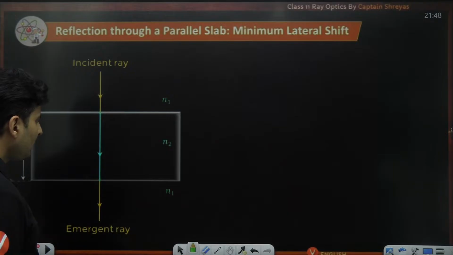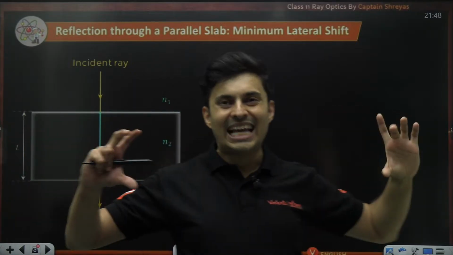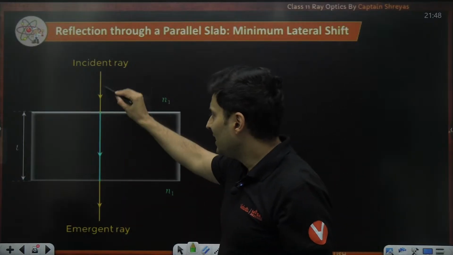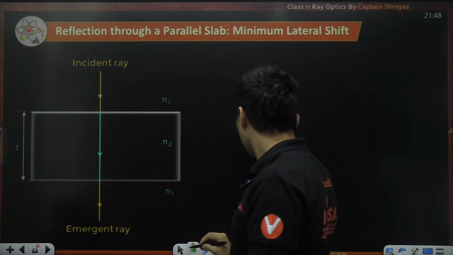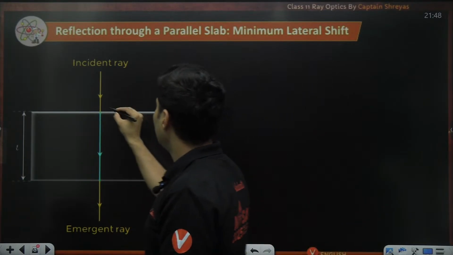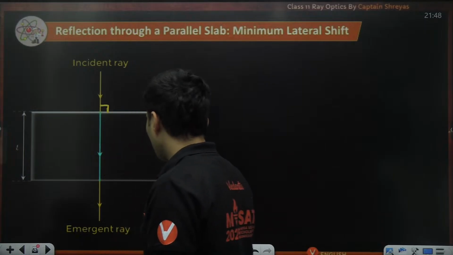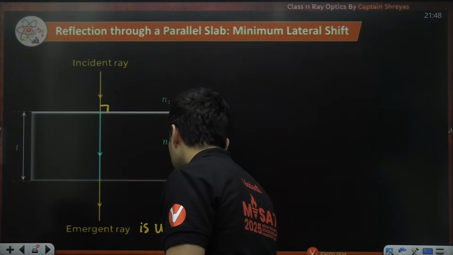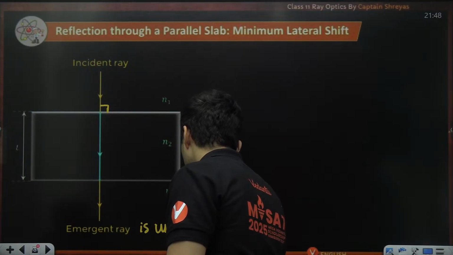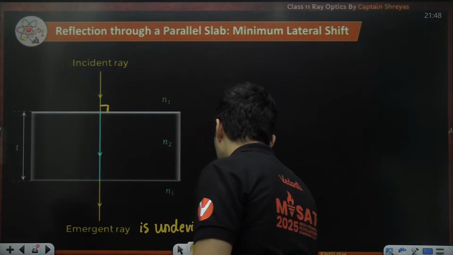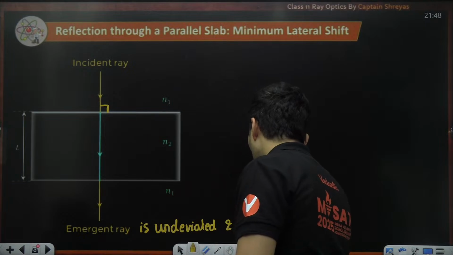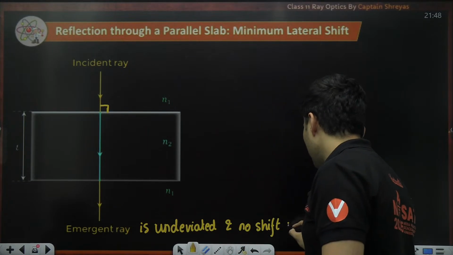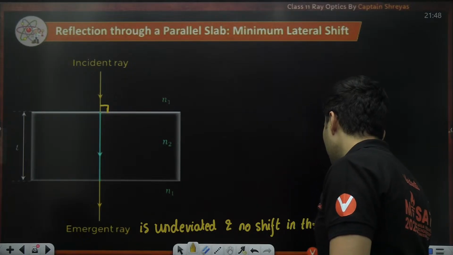Okay. First of all, if you have a glass slab and the light is falling perpendicular to the slab, that light ray will go undeviated. So whenever it falls perpendicular, the emergent ray is undeviated, and there is no shift in the ray.